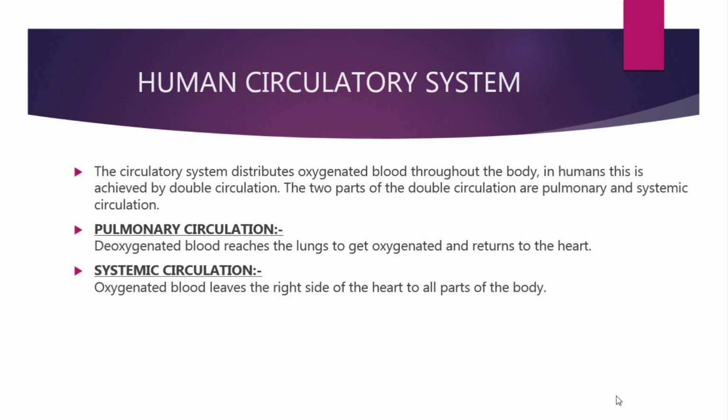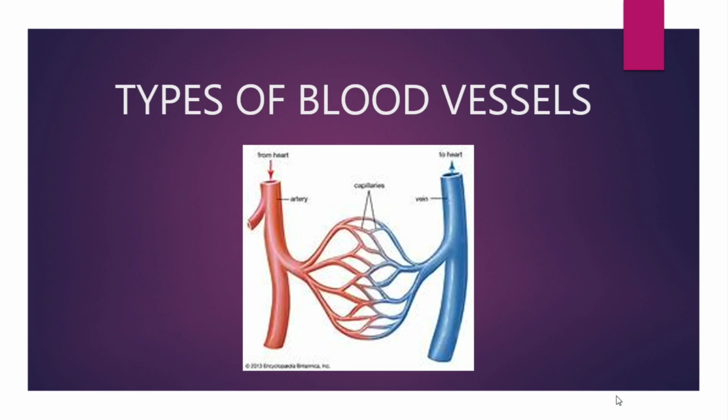to the heart. In systemic circulation, oxygenated blood leaves the left side of the heart and passes through the aorta to all other parts of the body. It unloads its oxygen and deoxygenated blood before returning through veins to the right side of the heart. So, in the systemic circulation, oxygenated blood leaves the right side of the heart to all parts of the body. This is a basic idea that the blood leaves the heart and moves to other parts of the body to provide oxygen to those parts of the body.